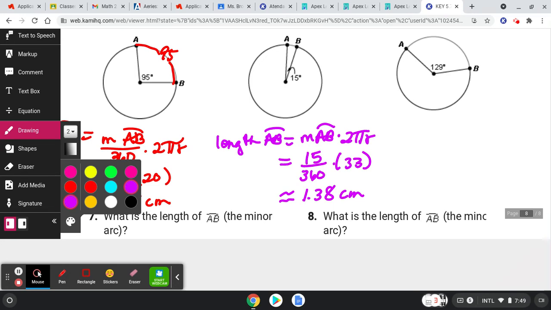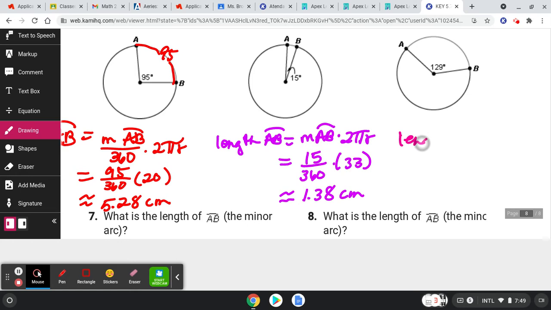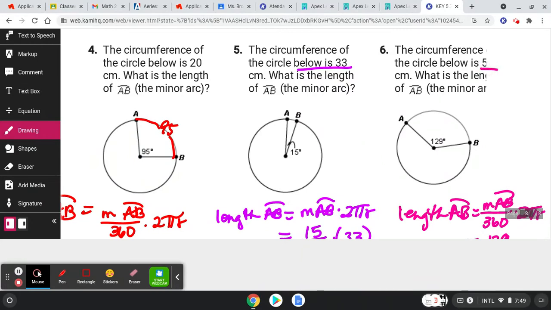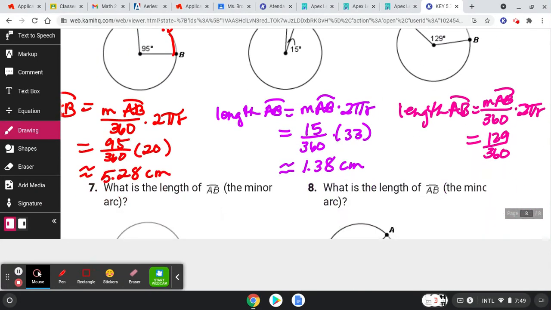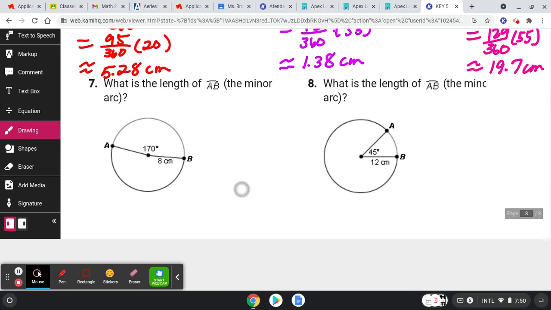All right, last one. Let's go grab our final color. The length of AB is equal to part of the whole circumference times 2 pi r. Remember how we write the full formula every time. This time it's going to be 129 out of 360. That's my part. Times, they're telling us that the circumference this time, see how it got cut off, you guys, is 55. And so if you put that into your calculator, hopefully you get 19.7 centimeters.